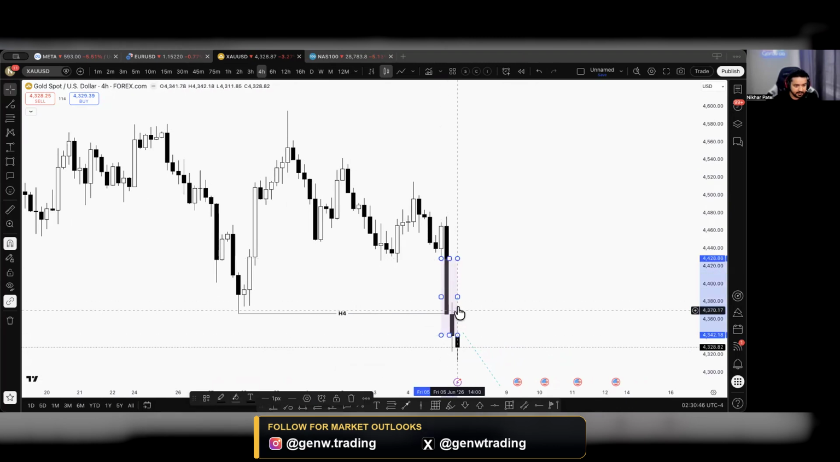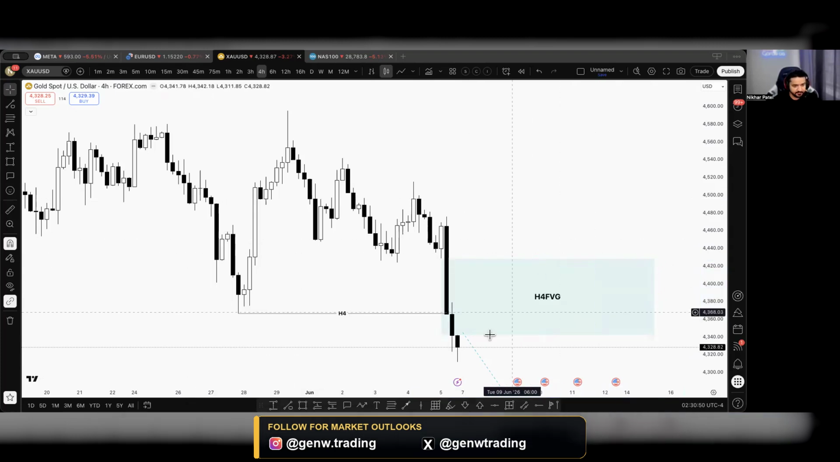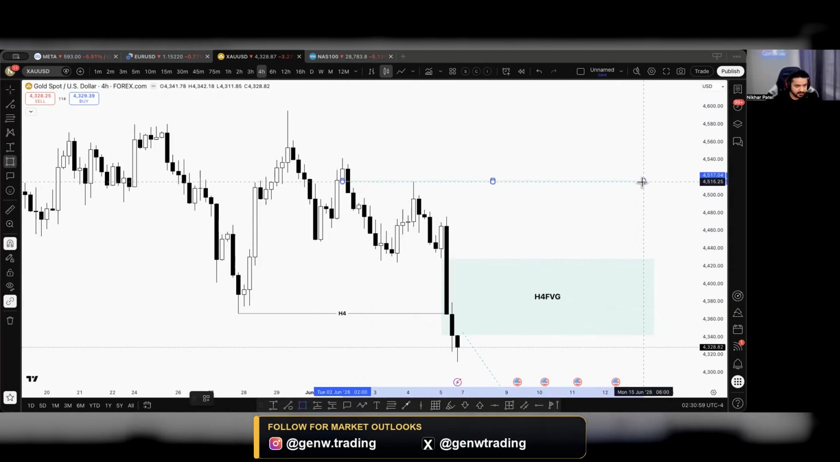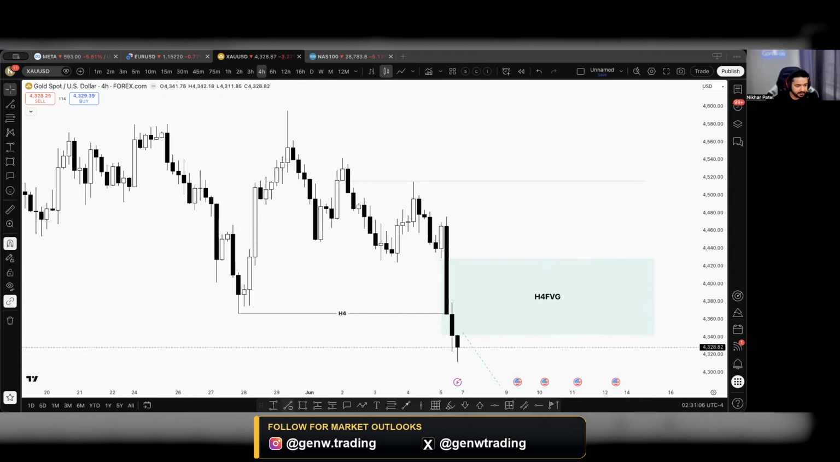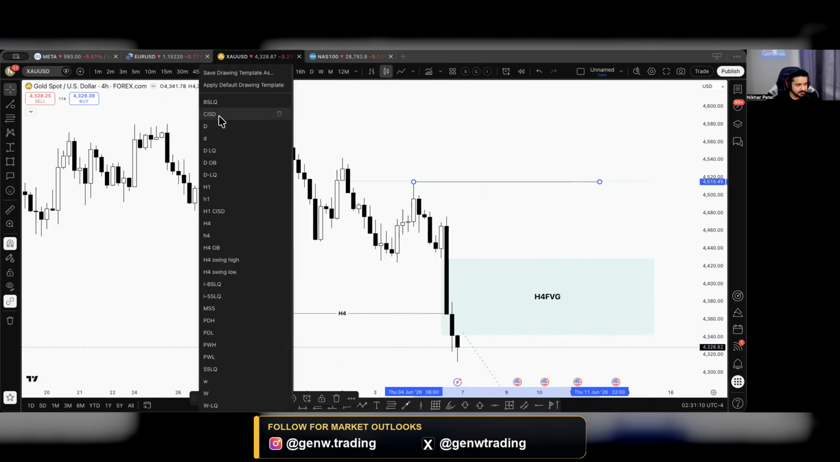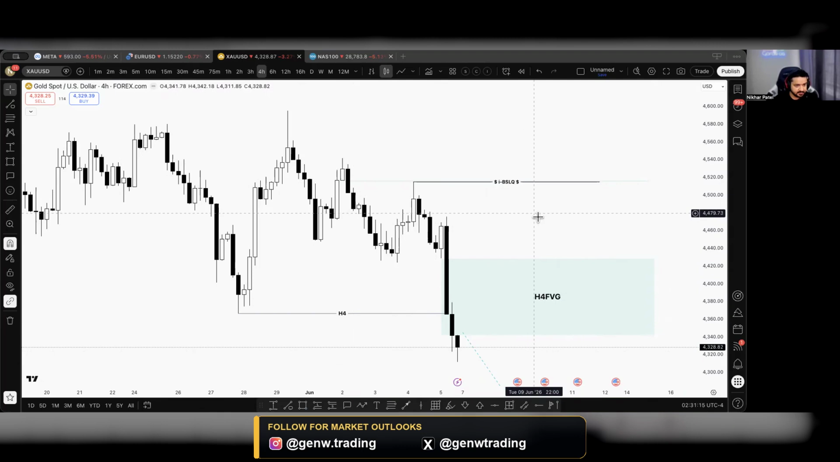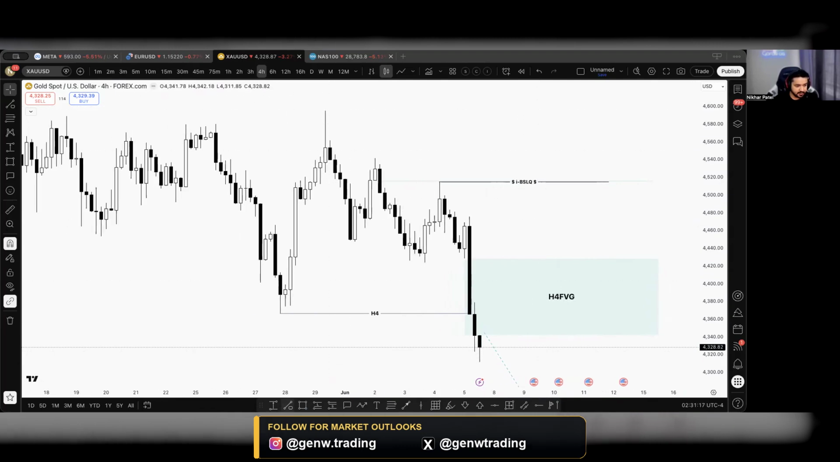There are these fair value gaps which price had left behind, H4 FVG, where we can potentially look for shorting. Let me check. Yes, there's one more unmitigated fair value gap which I really like, which is right here. And this also sits above an internal buy side liquidity, which is right here. This is the internal buy side liquidity. What is the external buy side liquidity? External buy side liquidity is this H4 high.